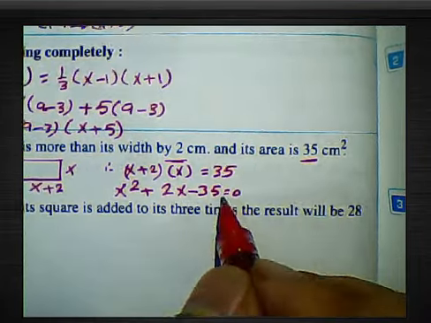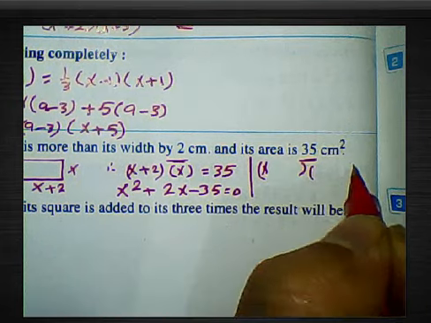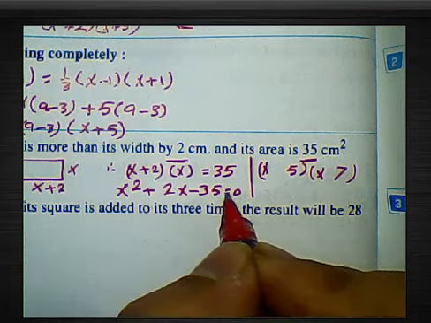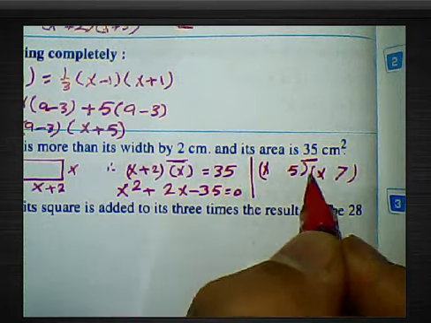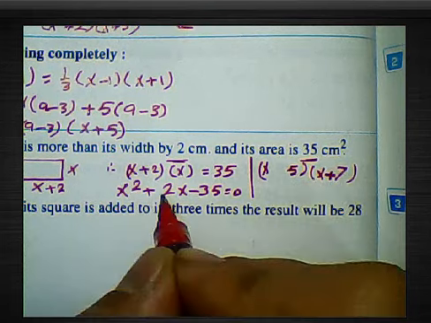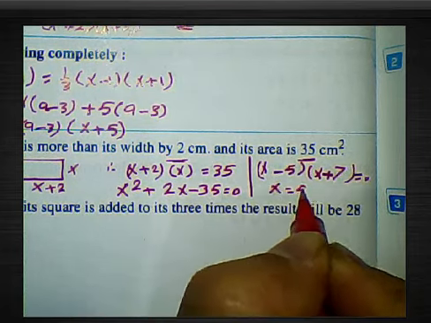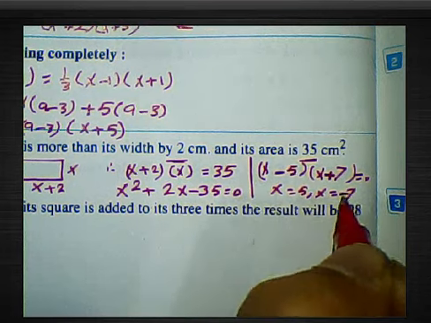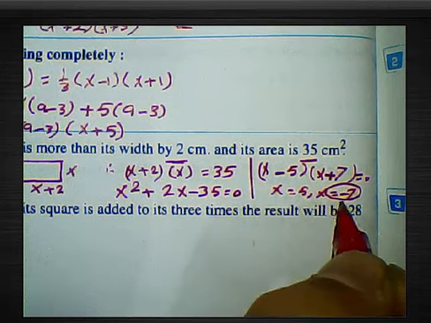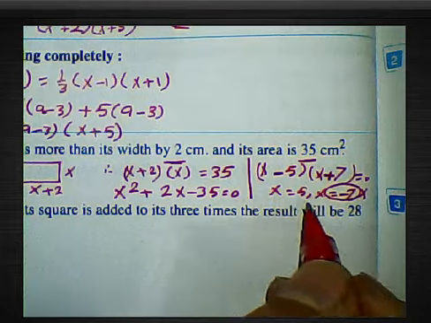And then we can factorize this expression to find the unknown x. Write x multiplied by x equals x power 2, and 5 times 7 equals 35, and the difference between them equals 2. The first will be positive and the second negative, equals 0. Then x equals 5 or x equals negative 7. Negative 7 is wrong because the length can't be negative. So x will be 5.